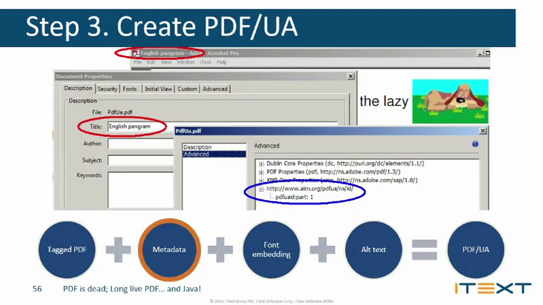A few screenshots showing the output result of all this code. So you can see on the left, the title is now stored in the document. If you open up the document properties, you can see now the title says English pangram. On top, you can also see the title is displayed in the window as required, and in the metadata, you will see that there's an entry added to identify this document as PDF UA, which is helpful for whatever software tries to open this document and process it in an automated way, because it will know what to expect of this document.